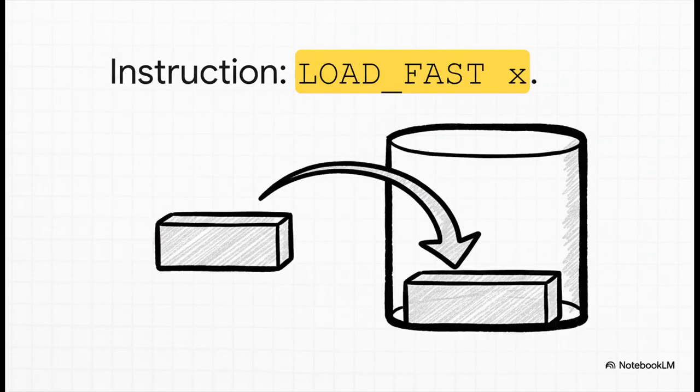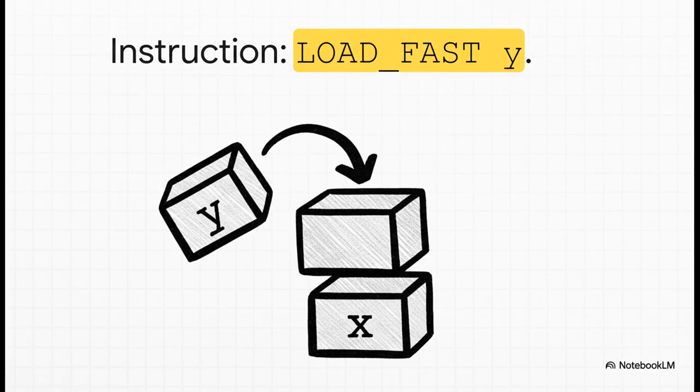Okay, let's just visualize this with a simple multiplication, like x times y. The very first instruction is LOAD_FAST x, and as you can see, the value of x gets pushed onto our stack. It's the first plate in our pile. Next up, the instruction LOAD_FAST y runs, so it goes and grabs the value of y and just places it right on top of x in the stack. So now our stack has two things in it, with y sitting at the very top.